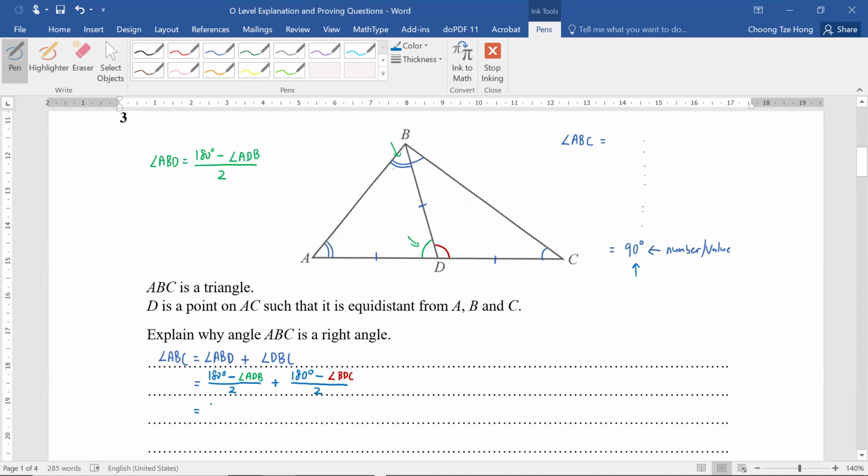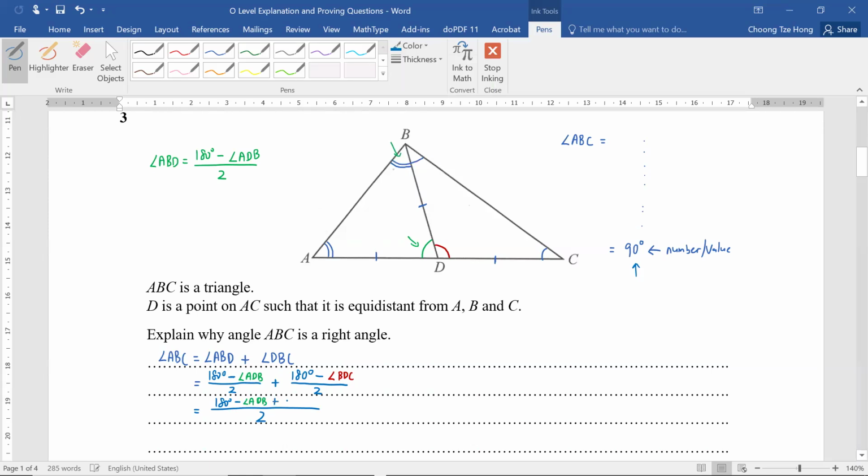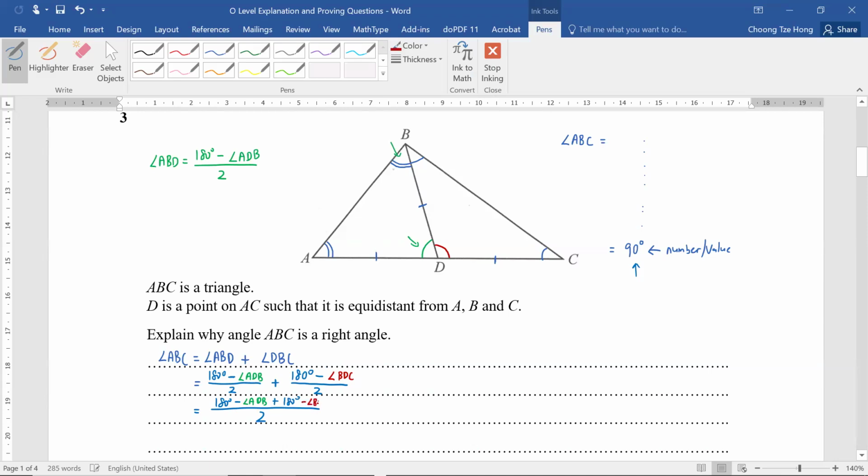So from here we can add together. They have the same denominator of 2, so we can combine everything into the same denominator. So we'll get 180 minus angle ADB, plus 180 minus angle BDC. So now what we have is this.